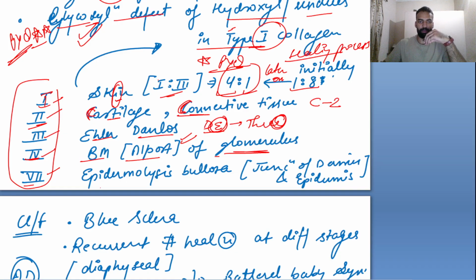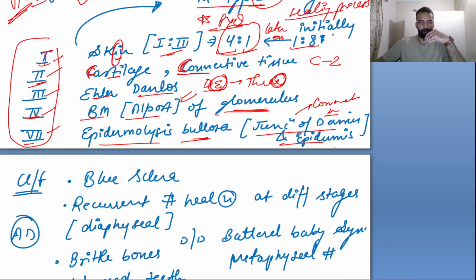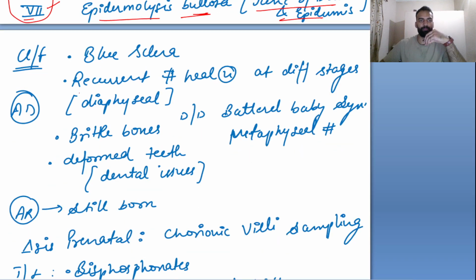And seventh is epidermolysis bullosa. So type 7 collagen is present at the junction of dermis and epidermis. Its defect leads to epidermolysis bullosa. About this you also have to comment to me. Okay. So now we will see the clinical features.